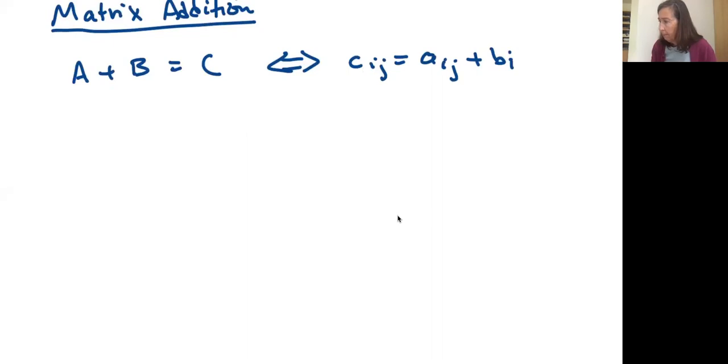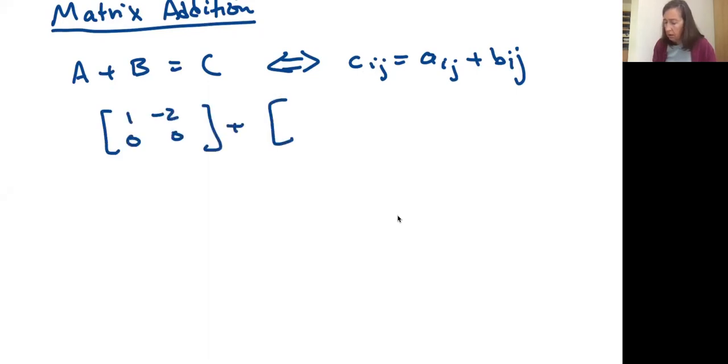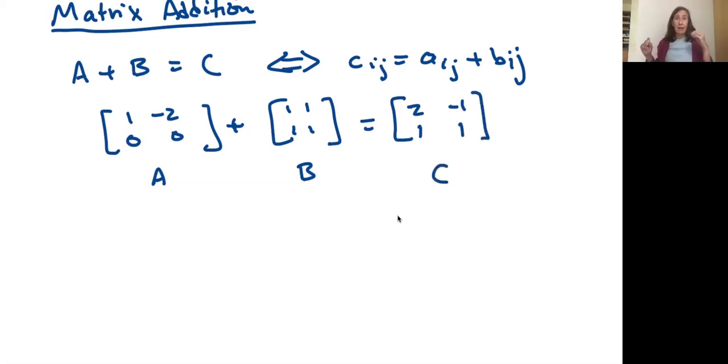Okay, so if we have 1, -2, 0, 0 plus 1, 1, 1, 1 there. This is my A, this is my B. To get my C, I'm just gonna add the 1,1 terms of each. That gives me a 2. The 1,2 terms. So A12 plus B12, that's -2 plus 1, that's -1. 0 plus 1 is 1, and 1 there. So again, totally straightforward, except for one little thing.